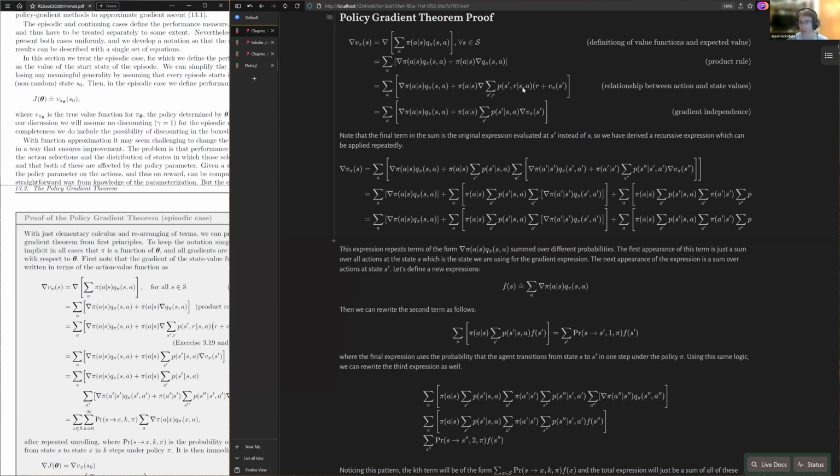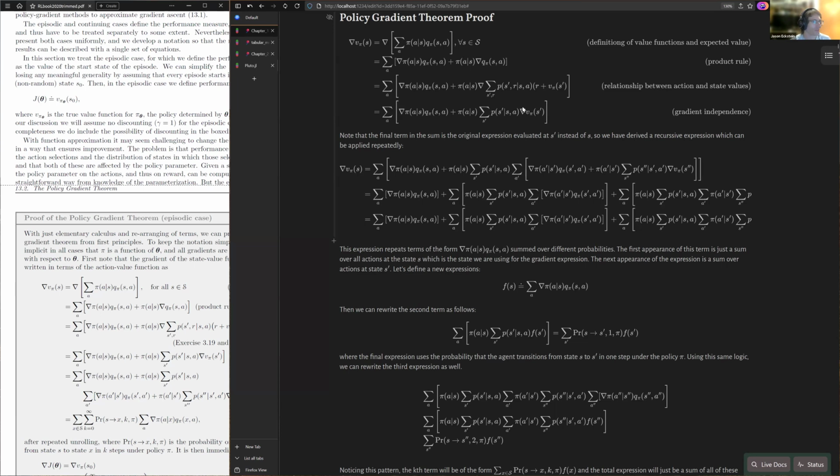Now, part of this sum is a sum over both S prime and R. But if you look at the first part of this sum, it has the probability function and has R, but the gradient here is in terms of the parameters theta. So this piece of the sum is actually independent of theta.